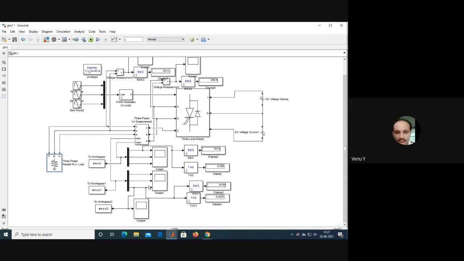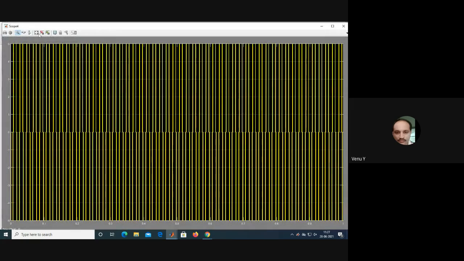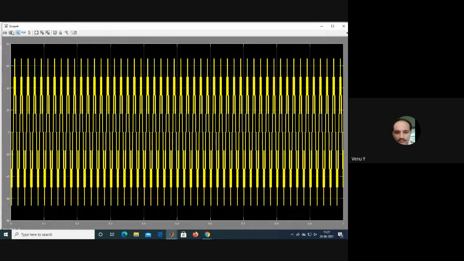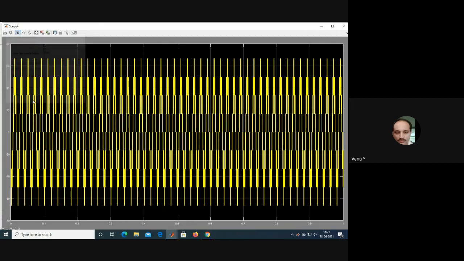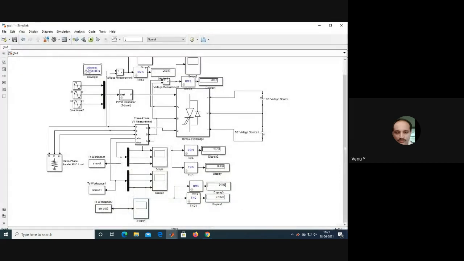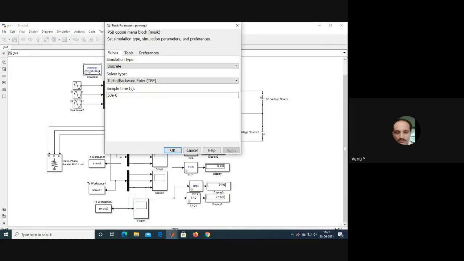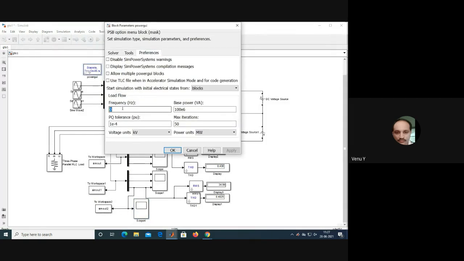Okay, now we will see the response. Okay, it is okay. Now let us understand simout 2. Preferences, power system harmonic analysis.